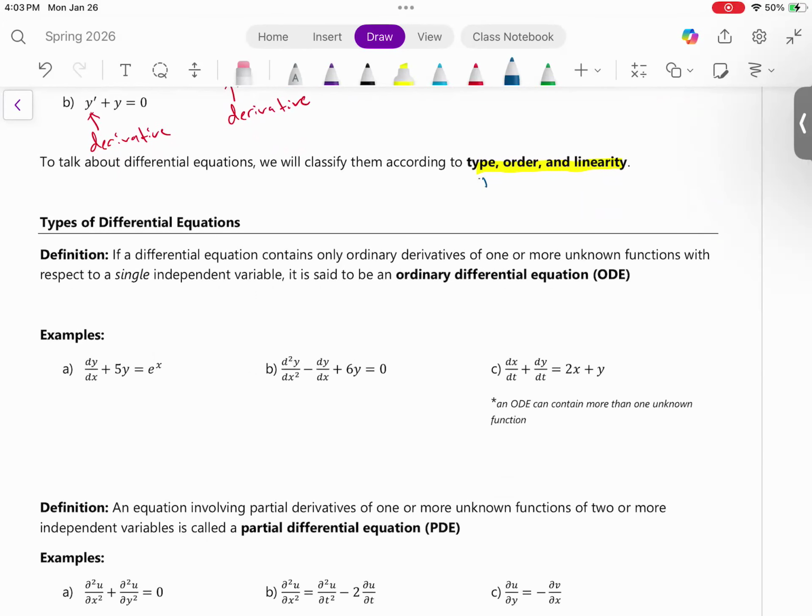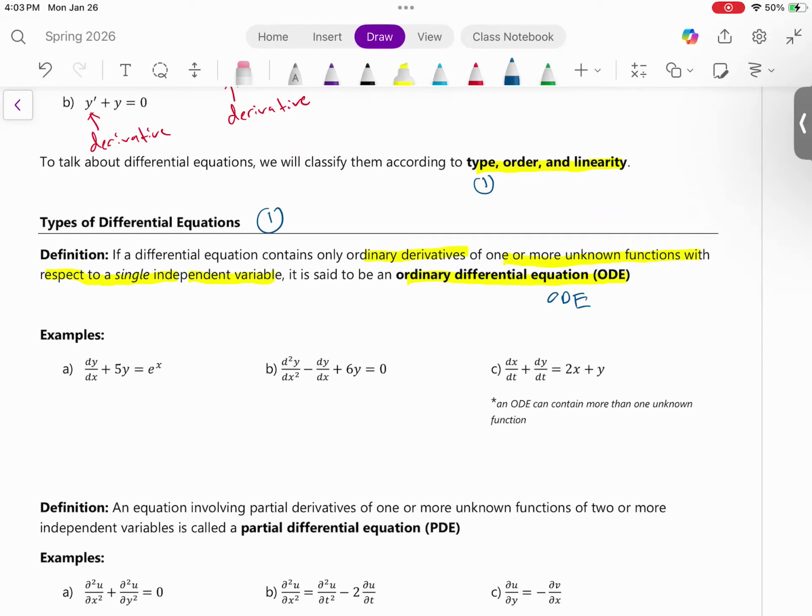So let me go ahead and label this one, and I'll say this is one. Okay, so if a differential equation contains only ordinary derivatives of one or more unknown functions with respect to a single independent variable, it is said to be an ordinary differential equation, essentially ODE. Okay? We don't like to say ordinary differential equation. It's a mouthful, so we just say ODE. So down below, we just have a couple examples of an ODE, because we just have a single independent variable.